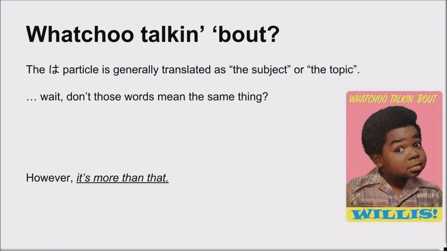The wa particle is generally translated as the subject or the topic of a sentence. But wait, don't those words mean the same thing? I mean, if we're talking about a subject, isn't it the topic? No, but it could be the subject of the sentence. Yeah, well, that's not what we mean. The ga particle is actually the subject of the sentence. Well, then it's a topic. Well, not all sentences have topics. Or, I mean, when you're talking in science, do we really have to say, like, chemistry wa, water is a chemical, chemistry wa?